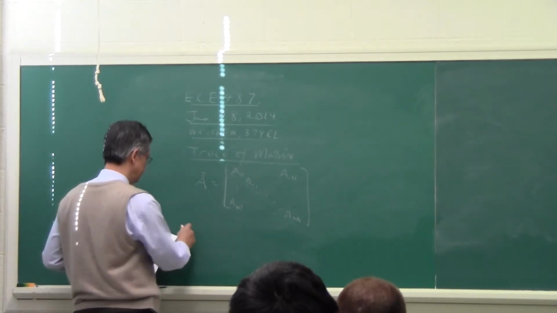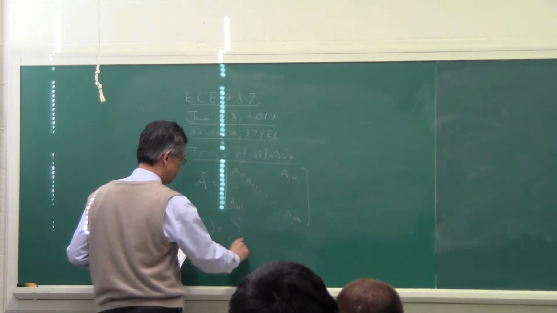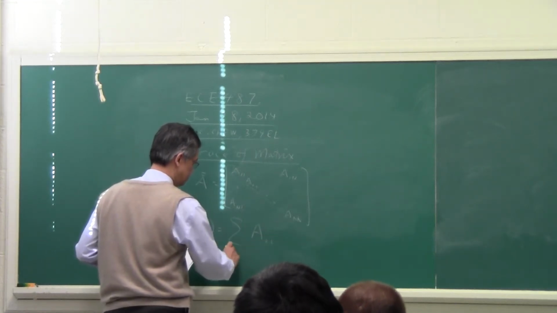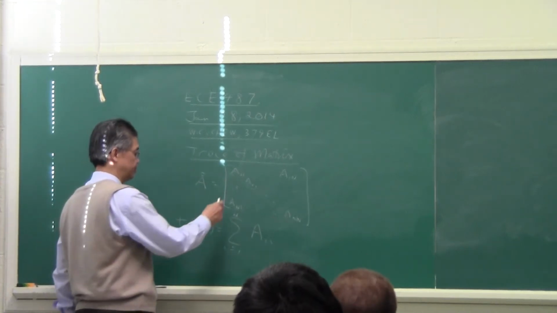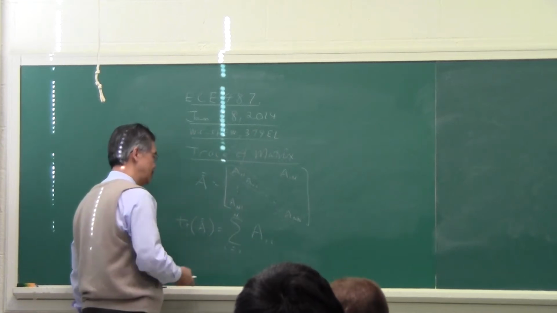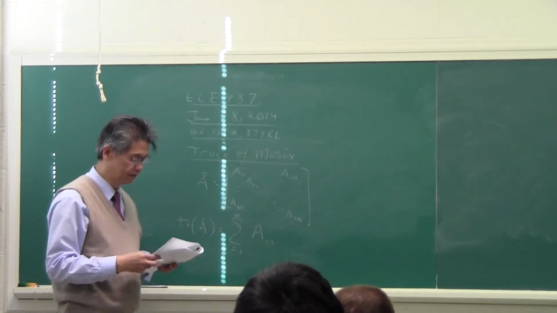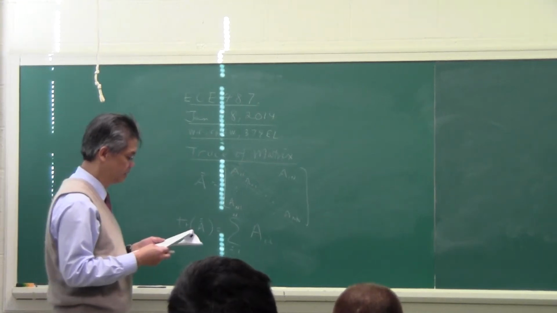So if you have the trace of A, it's just equal to the sum of the diagonal elements written in this manner. So you just sum these elements up, you make the 2 indices the same, and then sum them up as the trace of a matrix. But it has some interesting properties that you should know.